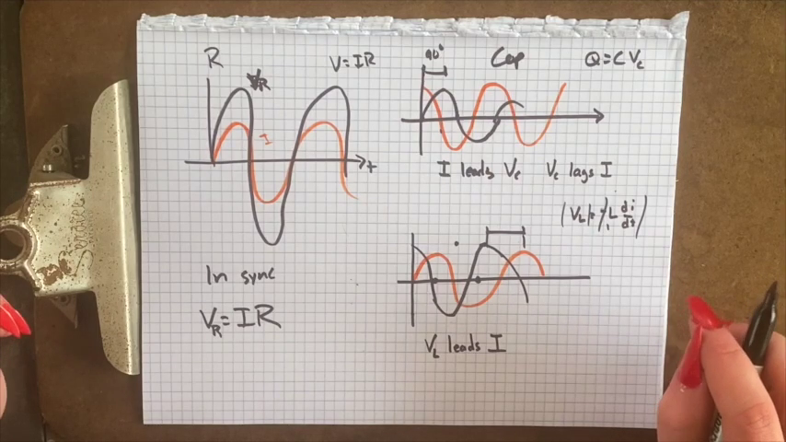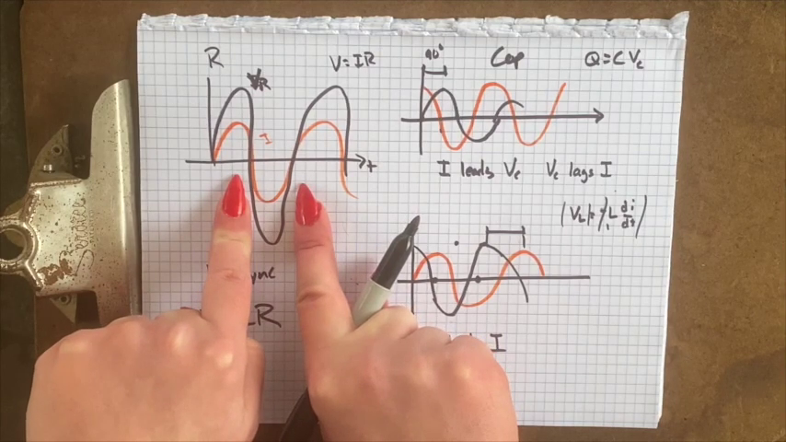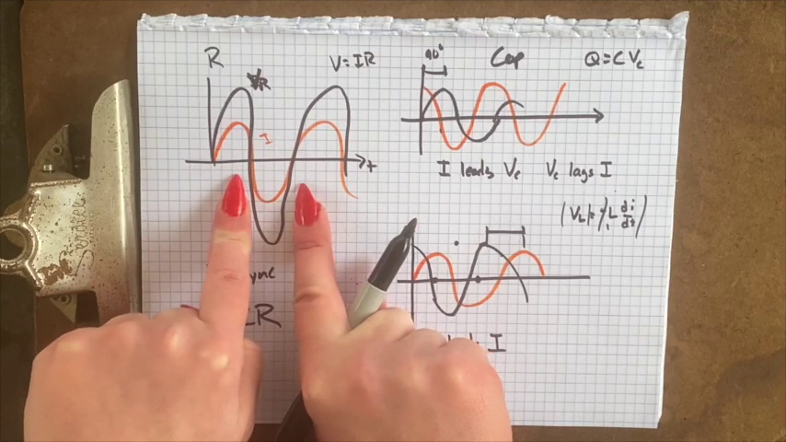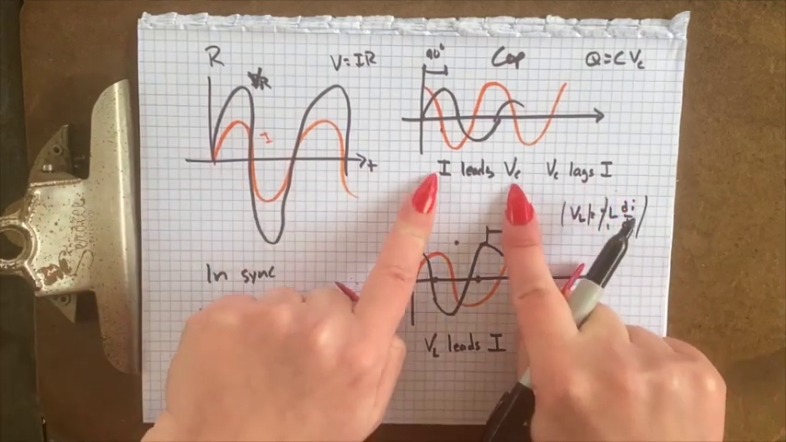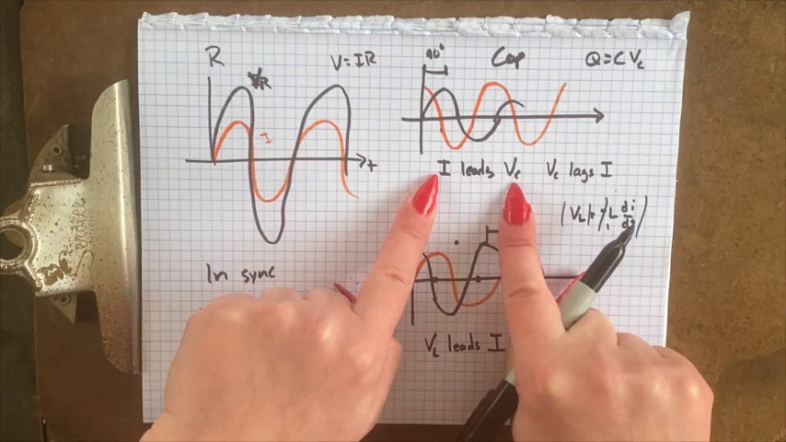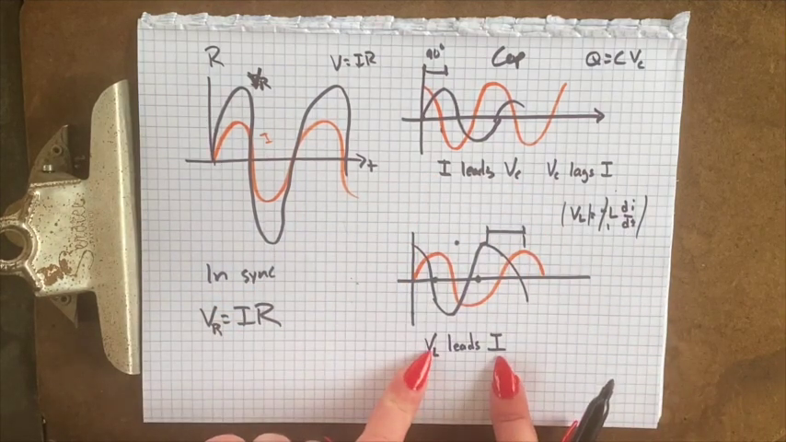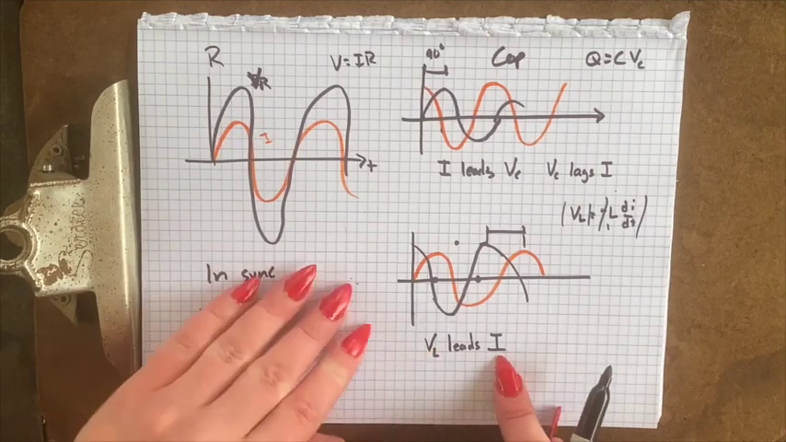When we do this, we just know V and I have no phase separation angle. They're the same, so this is in sync. The current leads the EMF if the device is capacitive. And the EMF leads the current if the device is inductive.